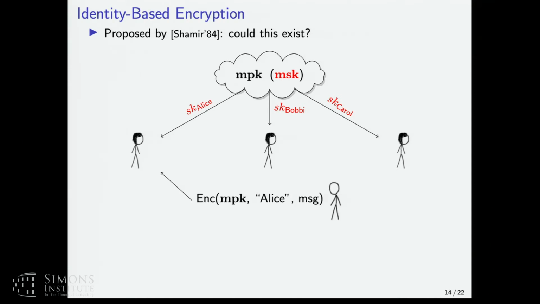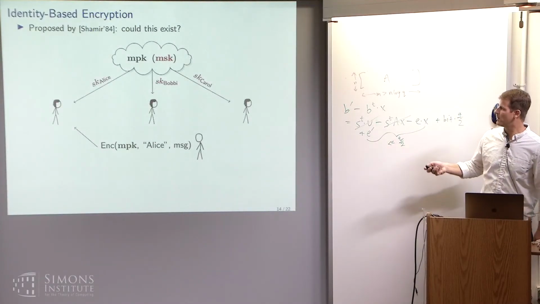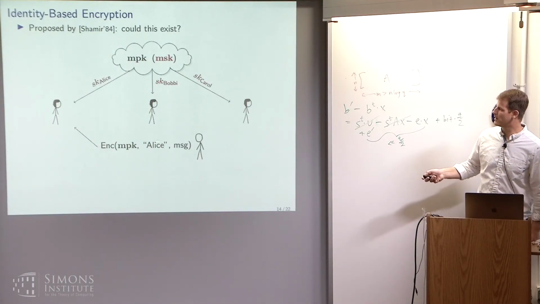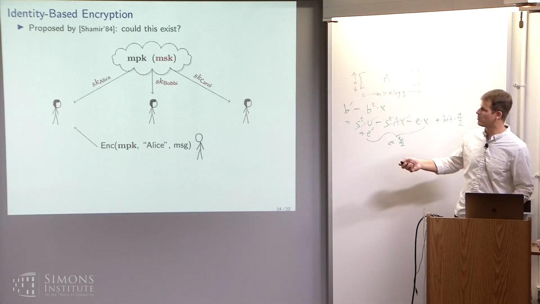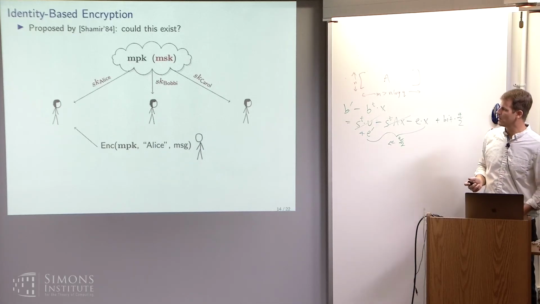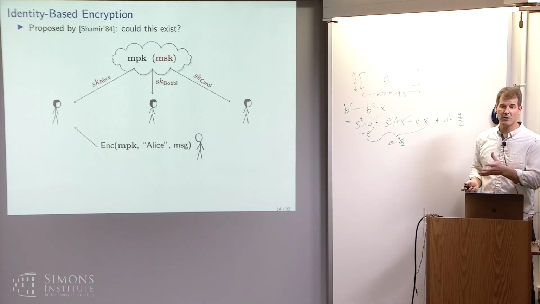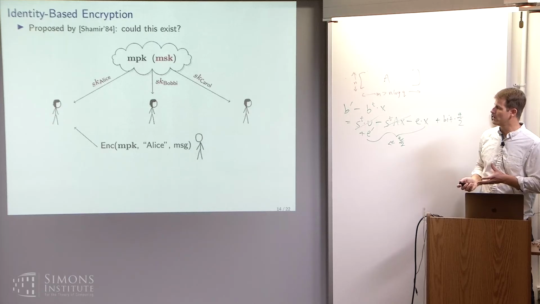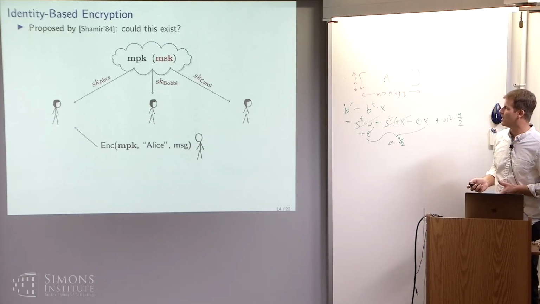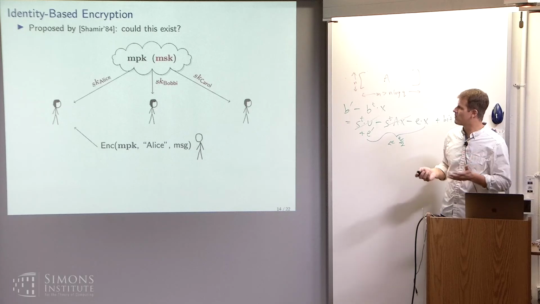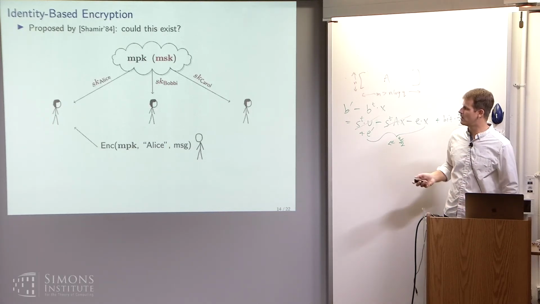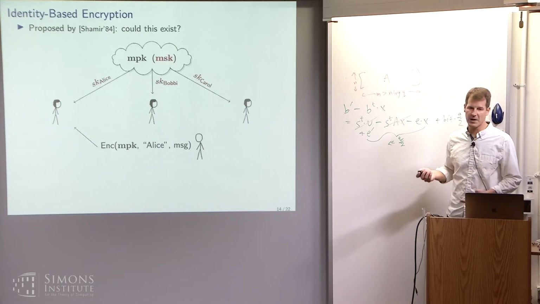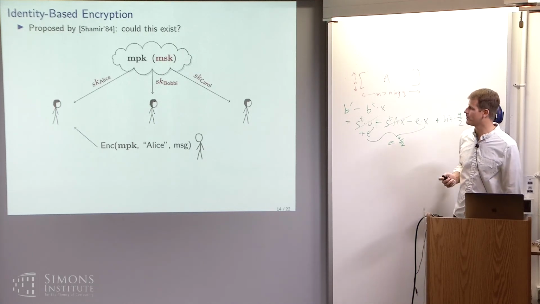So if you want to encrypt a message to Alice, for example, you don't need Alice's public key. You just need the master public key and then Alice's name, and you can encrypt a message to her. And you could do the same with Bobby and Carol. You can encrypt messages to each of them individually using only their name. And the advantage of this, of course, is that you don't need a public key for each of the people in the world. You just need the one master public key, and you need to know the name of the person you're trying to encrypt to.